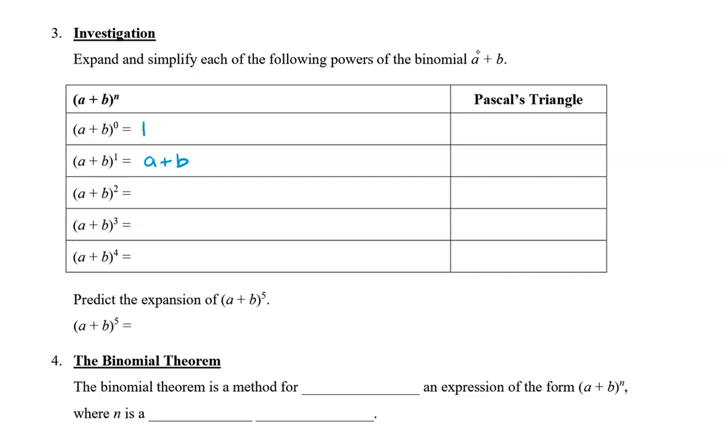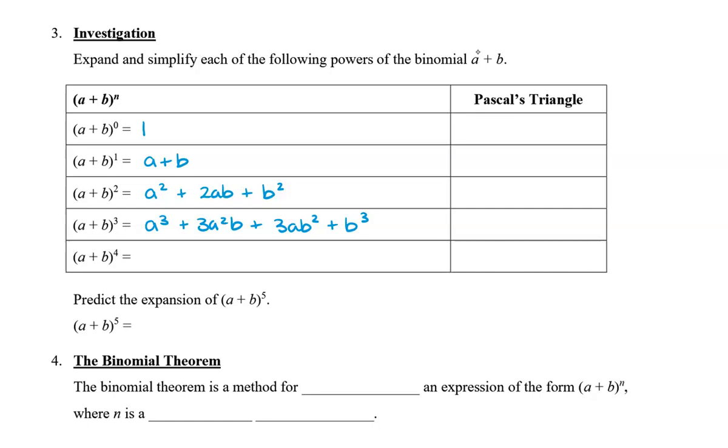So if we distribute, we're going to get a squared plus 2ab plus b squared. Now we have a plus b cubed. If you multiply the quadratic that we had from before times a plus b, you're going to get a cubed plus 3a squared b plus 3ab squared, and then plus b cubed.